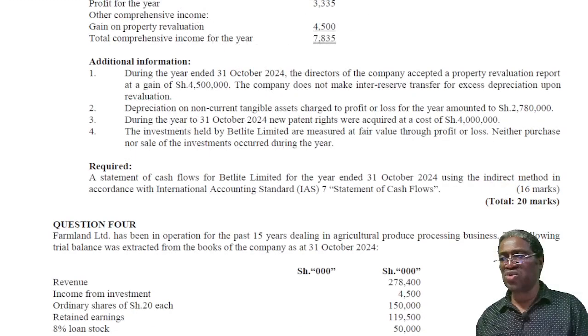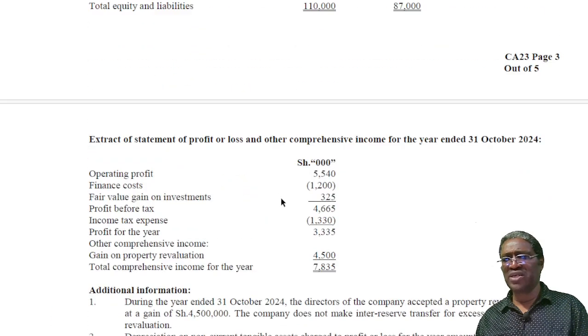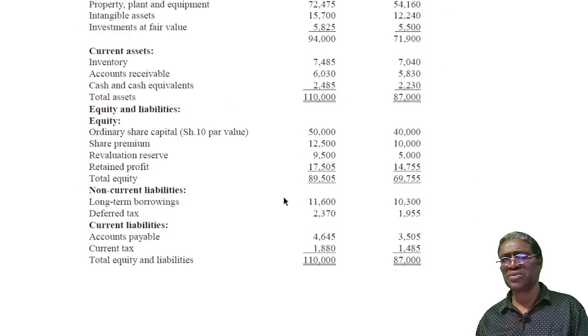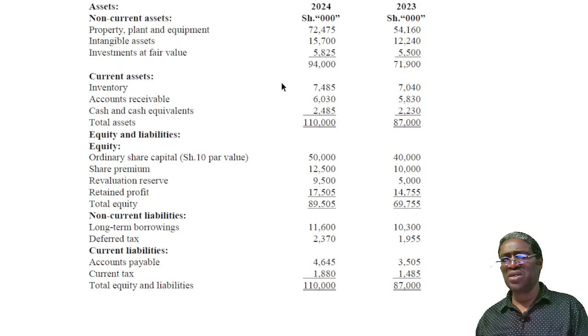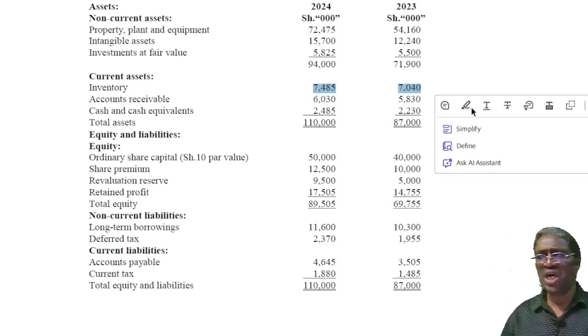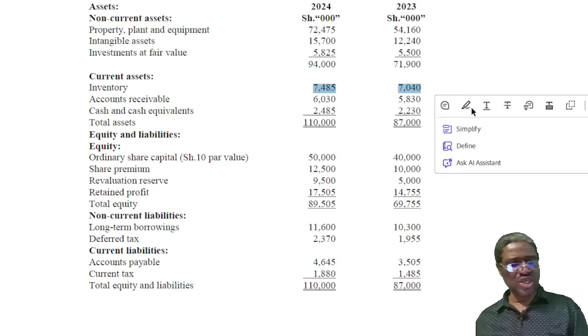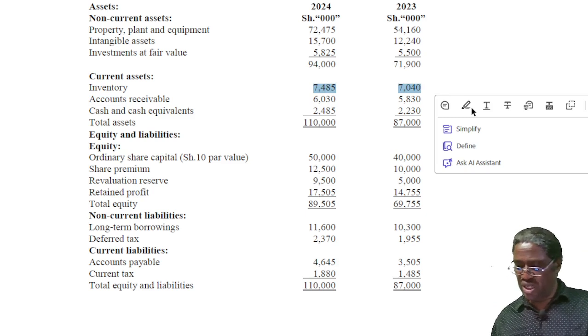Let's go back to the question and find out whether debtors were increasing, stocks, creditors, and so on among the working capital items in the balance sheet. I can see we have stocks, which are inventory, and our inventory was increasing. So let's put down increase in stocks or increase in inventory.